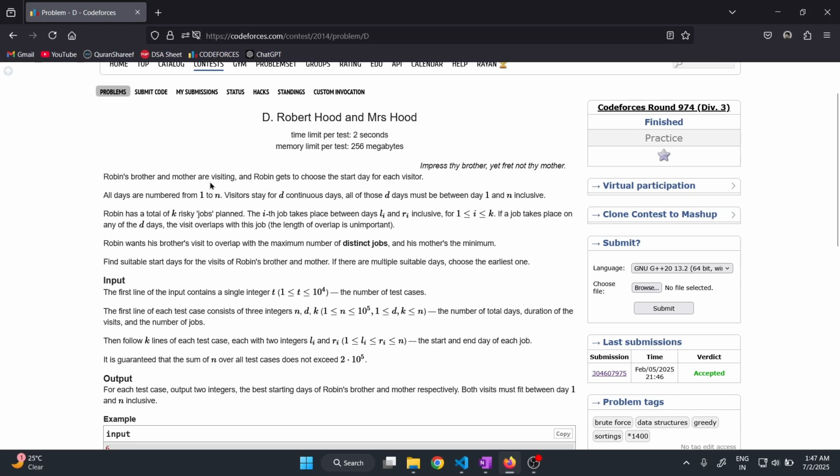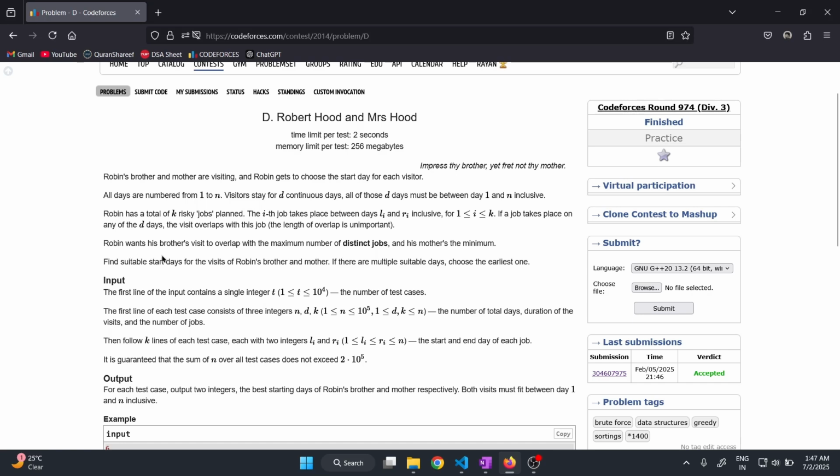Robin's brother and mother are visiting and Robin gets to choose the start day for each visitor. All days are numbered from 1 to n. Visitors who stay for D continuous days, all of those D days must be between 1 and n, both inclusive. Robin has a total of k risky jobs and the ith job takes place between days Li and Ri, both inclusive. And if a job takes place on any of the D days, the visit overlaps with this job. The length of the overlap is unimportant.